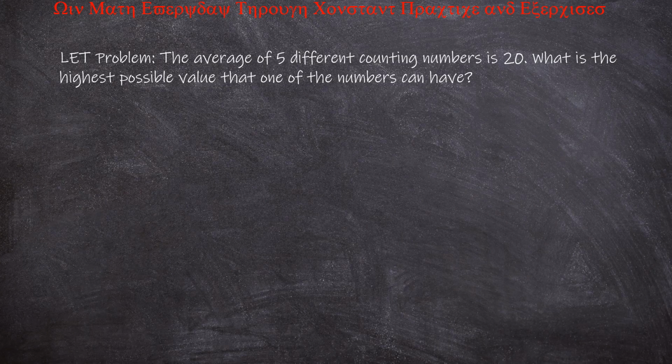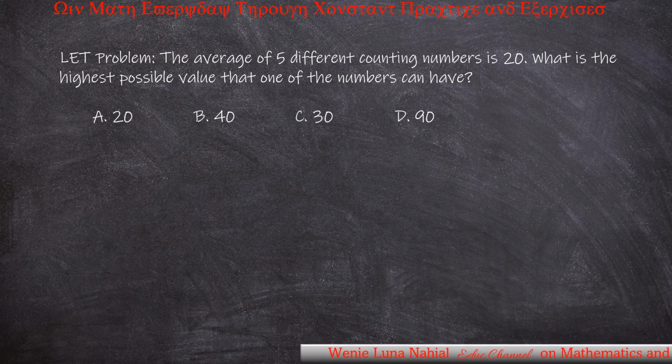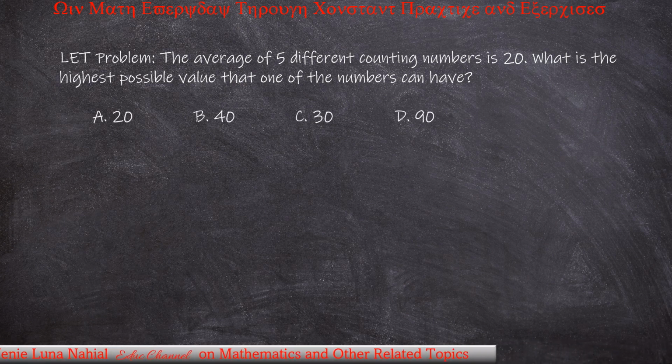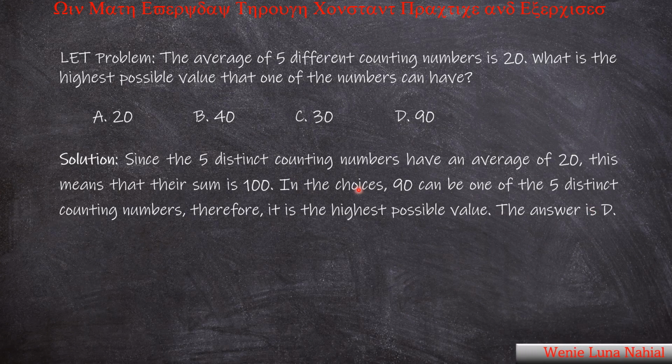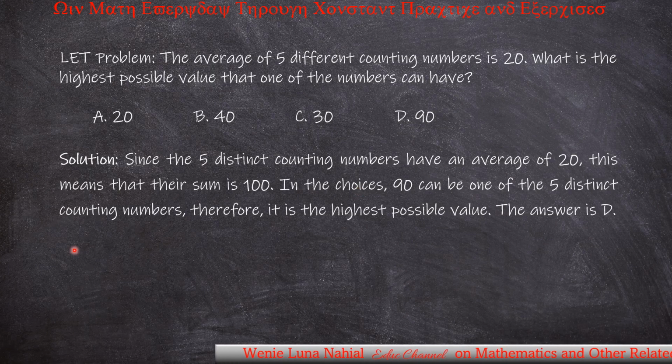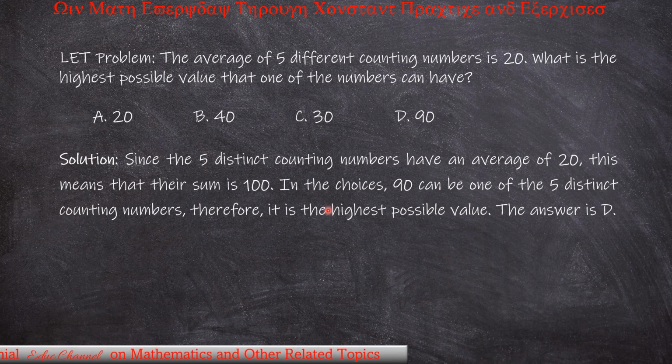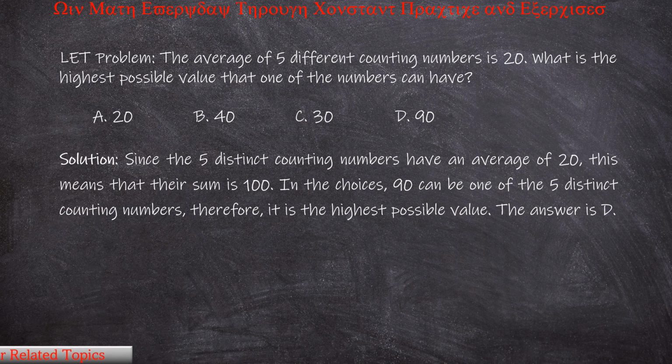The average of 5 different counting numbers is 20. What is the highest possible value that one of the numbers can have? Choices: A, 20, B, 40, C, 30, D, 90. Now, since the 5 distinct counting numbers have an average of 20, this implies that their sum is 100. In the choices, 90 can be one of the 5 distinct counting numbers. Therefore, it is the highest possible value. So the answer is D.